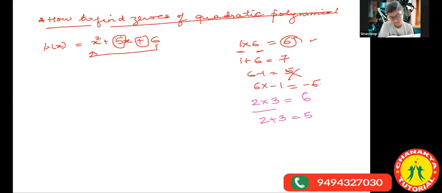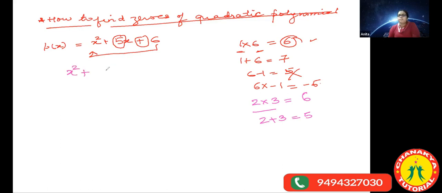Now you will write it like this, x square plus. Now instead of 5, I am writing 2 plus 3 within the bracket, then x plus 6. Now multiplying this by x, your middle term, x square plus 2x plus 3x plus 6. Right? So here now x square and 2x, in both terms, you can take x common.